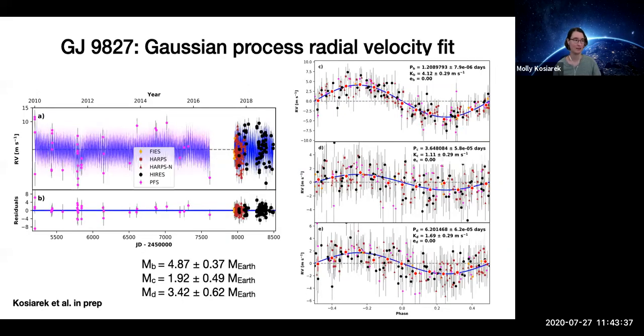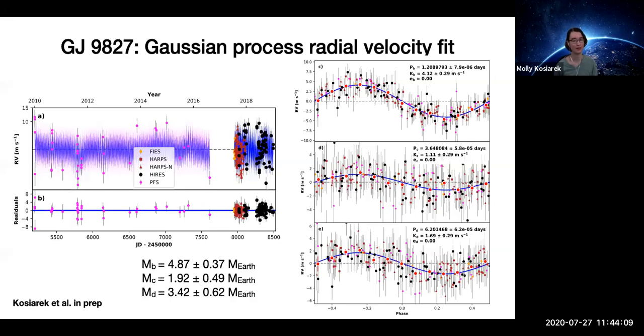So let's look at that fit. We collected 92 observations with HIRES, and I'm including 142 previously published measurements from FEROS, HARPS, HARPS-N, and PFS. The radial velocity fit is shown on the left, and the fit phase-folded to each planet orbit is shown on the right. So from this analysis, we were able to determine the mass of planet b and d to more than 5 sigma, which will really enable the HST atmospheric characterization.